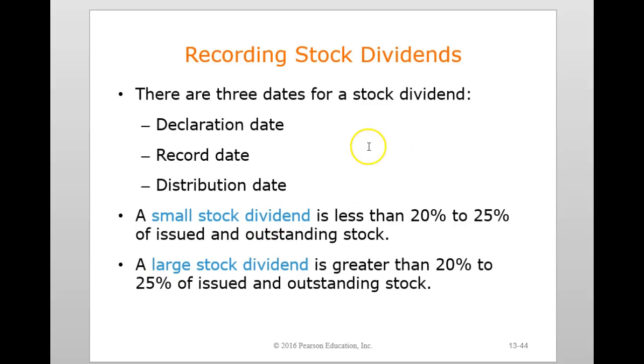And how do you record it? The same way you record the cash. You have a declaration date, a record date, and a distribution date. A small stock dividend is less than 20 to 25 percent, and a large one is more than 20 to 25 percent. And the difference is the small stock dividend takes the market value. The large stock dividend takes the par value.